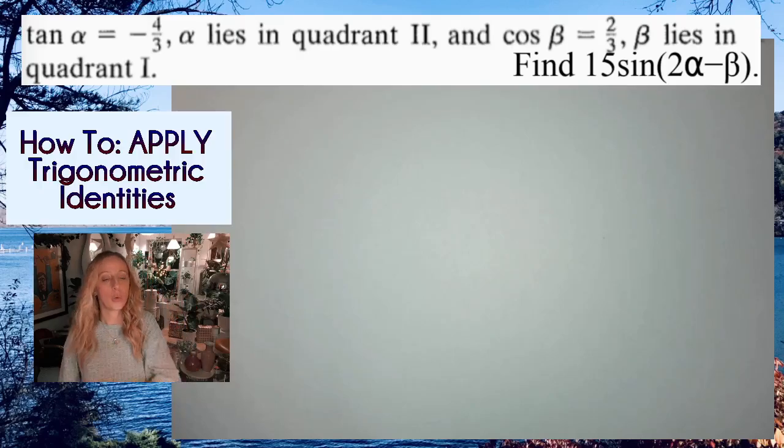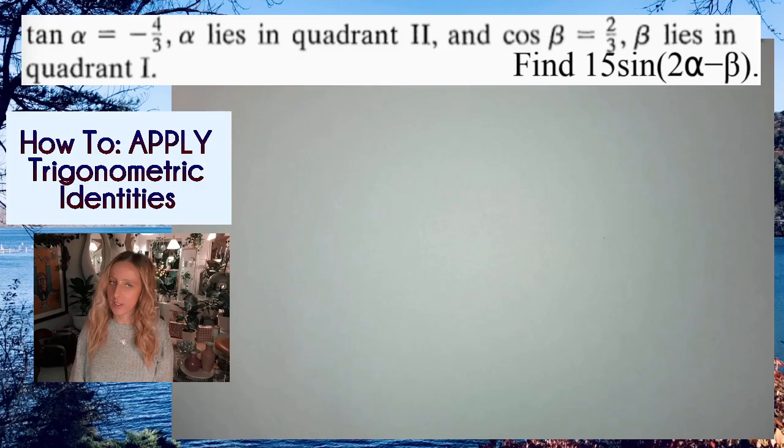Hey everybody, in this video we are going to apply trigonometric identities to the example you see on your screen right now. We are given some details about alpha and beta. We'll be able to draw reference triangles, and then we will refer to those reference triangles to figure out the value of 15 times the sine of 2 alpha minus beta. We will use an angle difference identity, and then within that we will end up using double angle identities for both sine and cosine. So let's go.